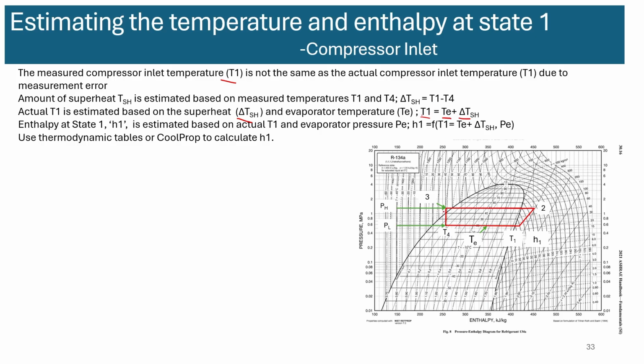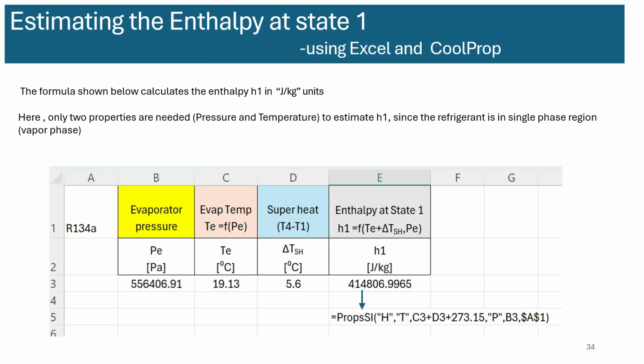the estimated T1, the next thing you need is a pressure to estimate the enthalpy. And the pressure would be basically the evaporator pressure. So once you have the evap pressure and the estimated T1, which is this, you can use CoolProp or other thermodynamic tables to calculate H1. Okay, let's look at how it's done.